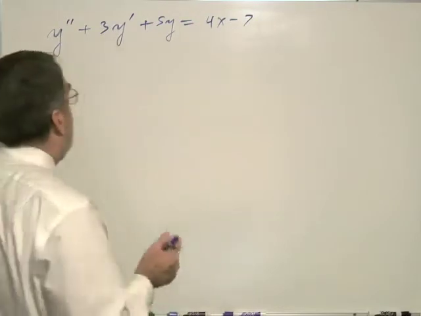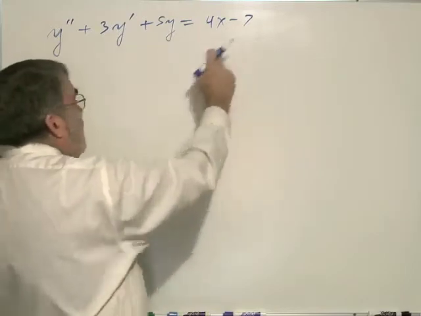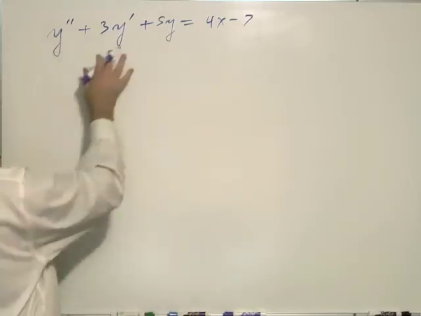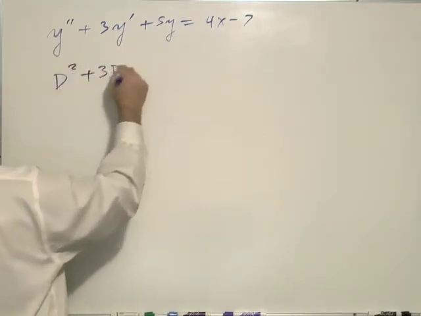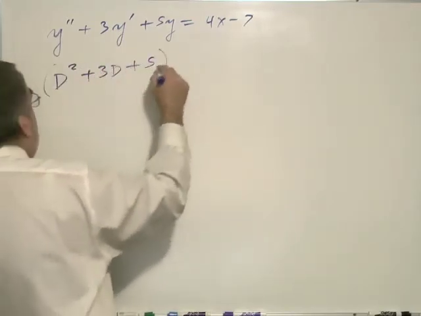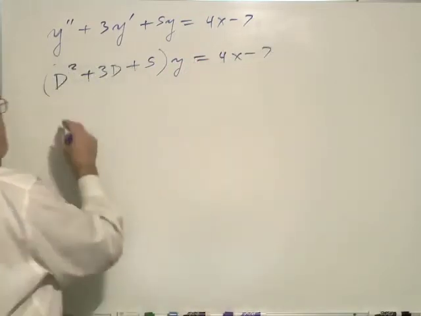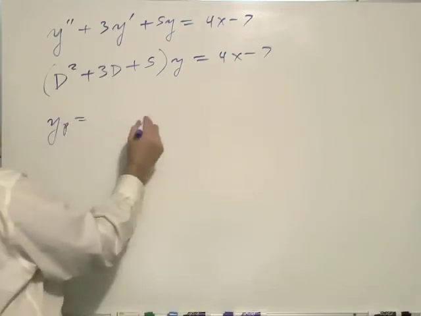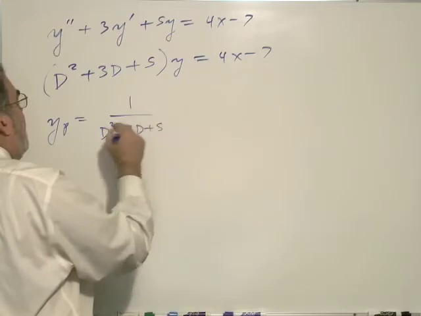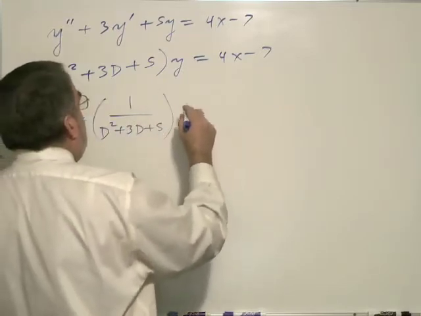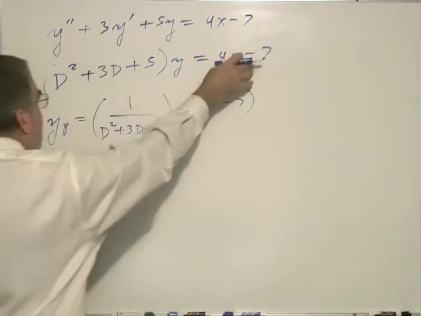And here's why. Because y double prime plus 3y prime plus 5y equals 4x minus 7. So the polynomial operator is D squared plus 3D plus 5 operating on y equals 4x minus 7. So y particular will be 1 over D squared plus 3D plus 5 operating on 4x minus 7. Now the right side, this doesn't matter so much.